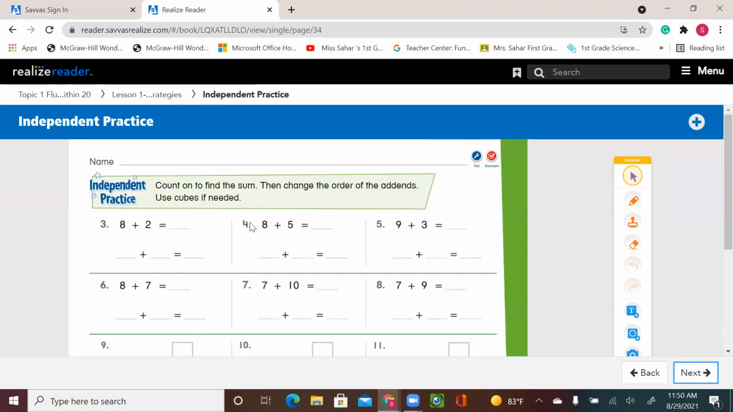Now this is your turn to have fun and do the rest of the exercise. So what do you need to do? Count on to find the sum. So you do your addition, you add, and then change the order of the addends, use cubes if needed.